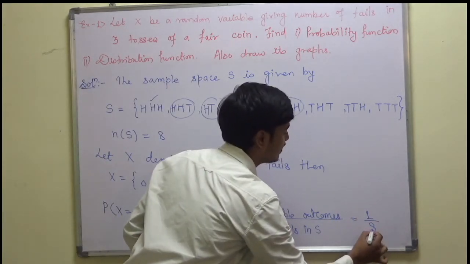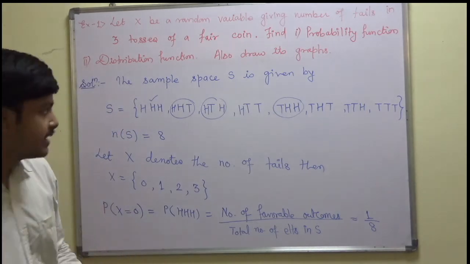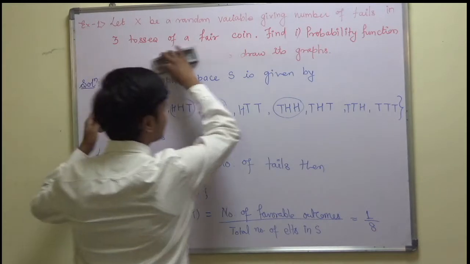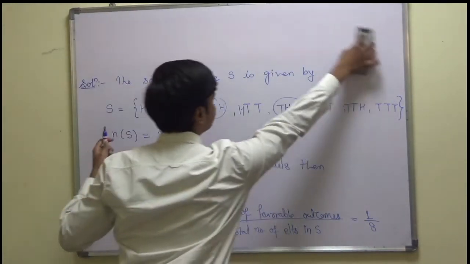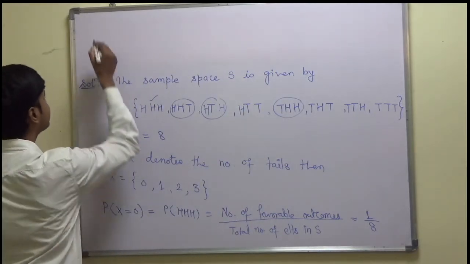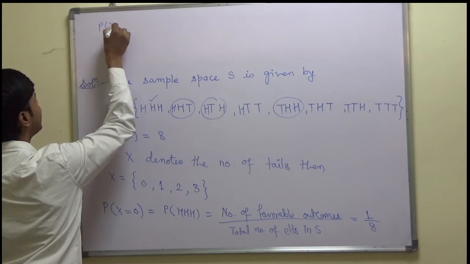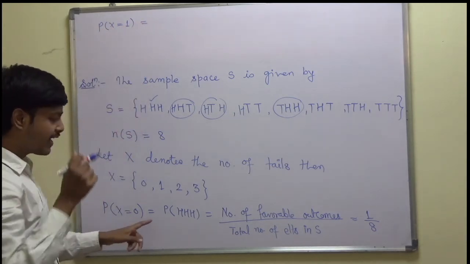So it is 1 by 8 because the number of elements in the sample space is 8. Now it becomes interesting to find out the probability. This is just like school days probability. Next we have to find out the probability of x is equal to 1. So how to find out the probability of x is equal to 1?